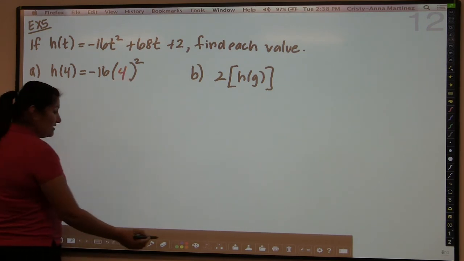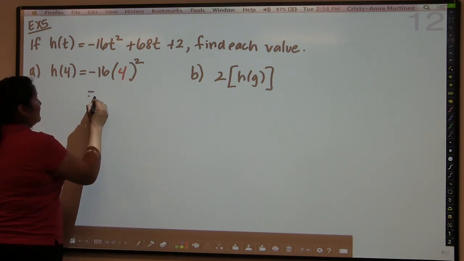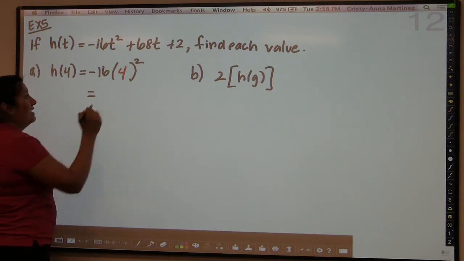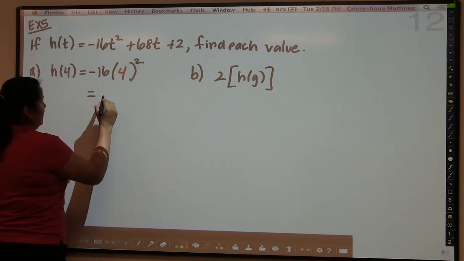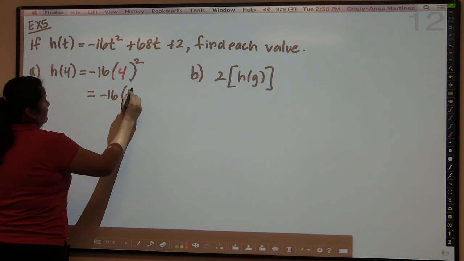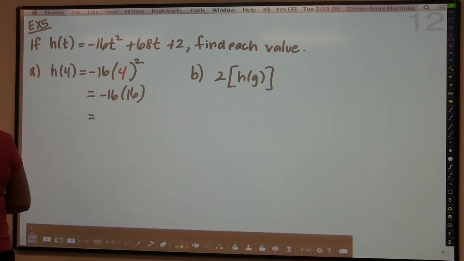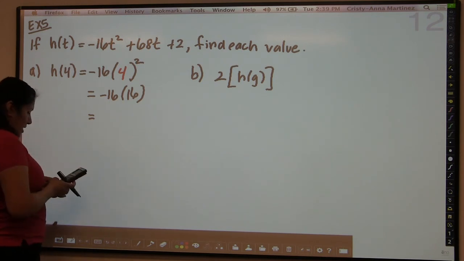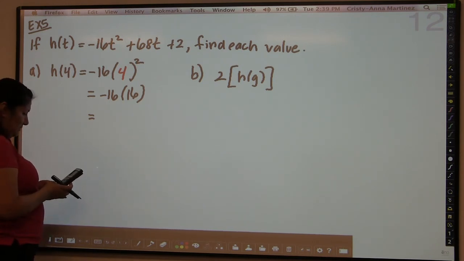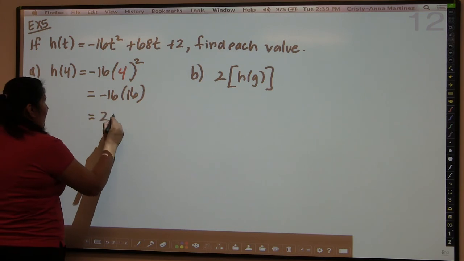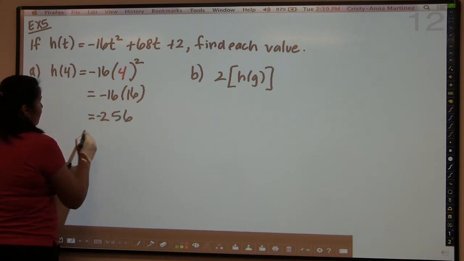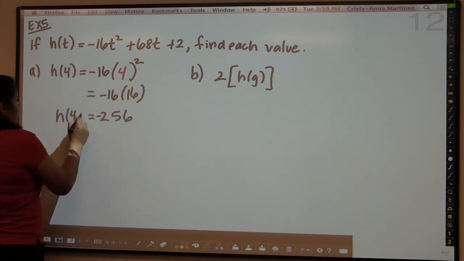Okay, and then PEMDAS is going to kick in. And we're not going to say 16 times 4. We're going to say 4 squared is 16. So I have -16 times 16. And I have no idea what that is, but that is A-okay because I have a trusty little calculator right here. And we're going to go 16 times 16 is a big number, 256, and that's negative. That's what h of 4 is.